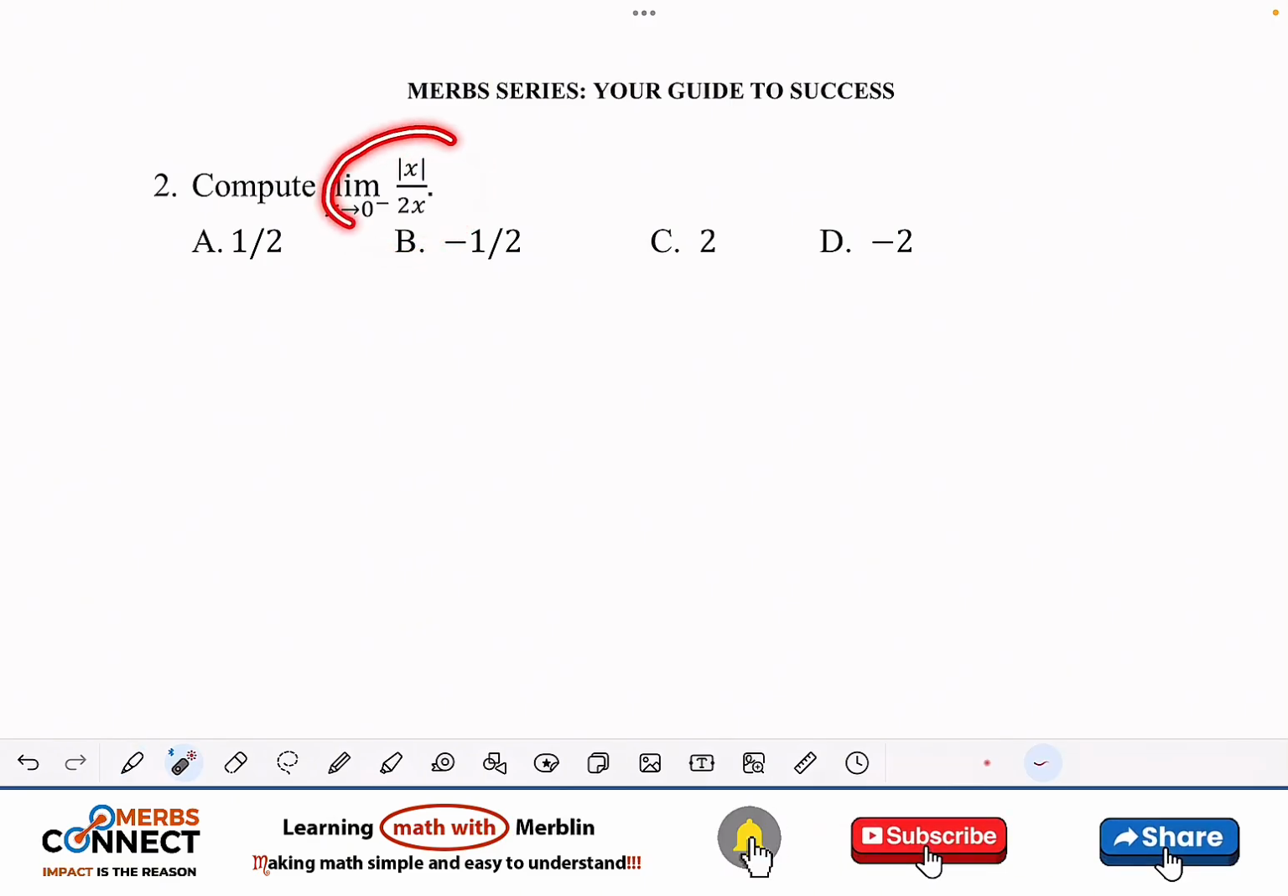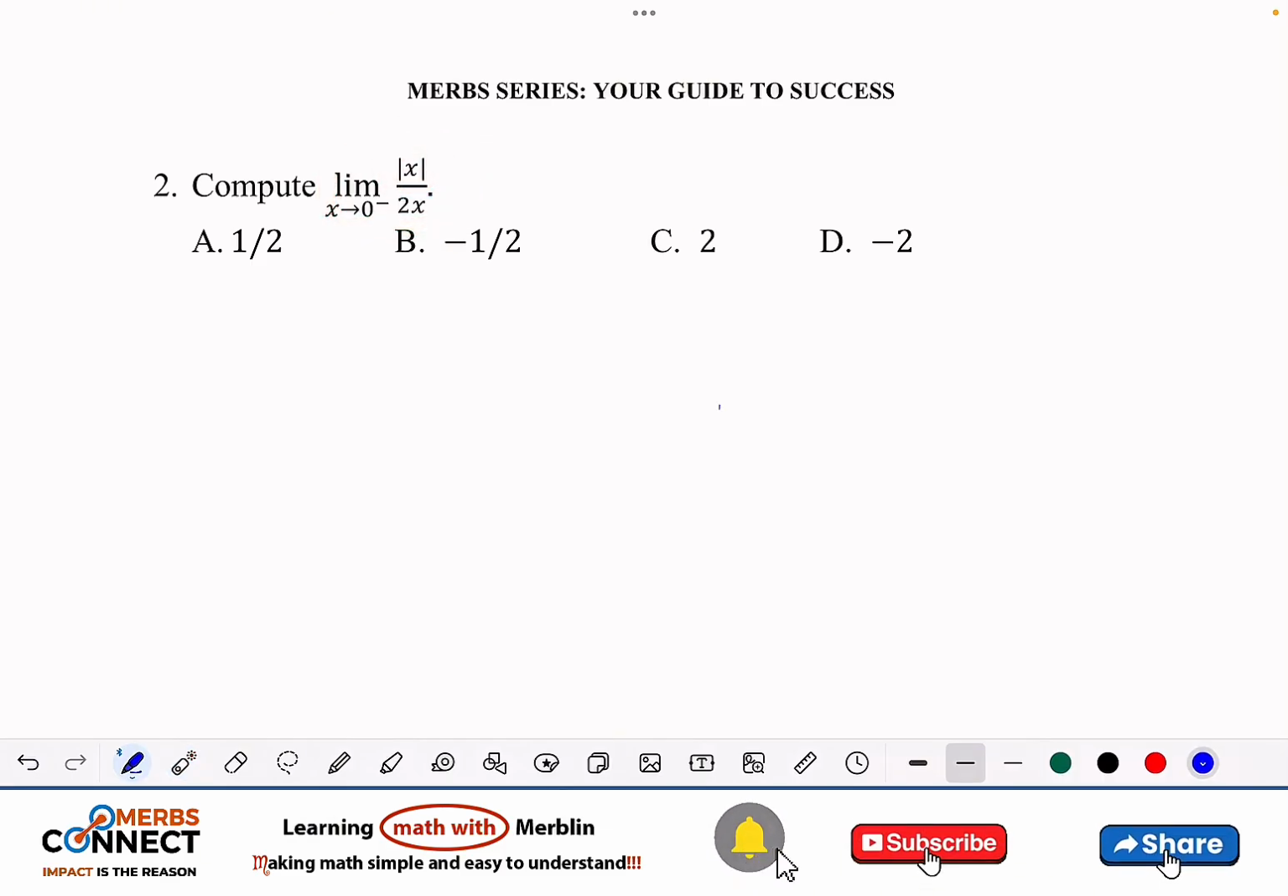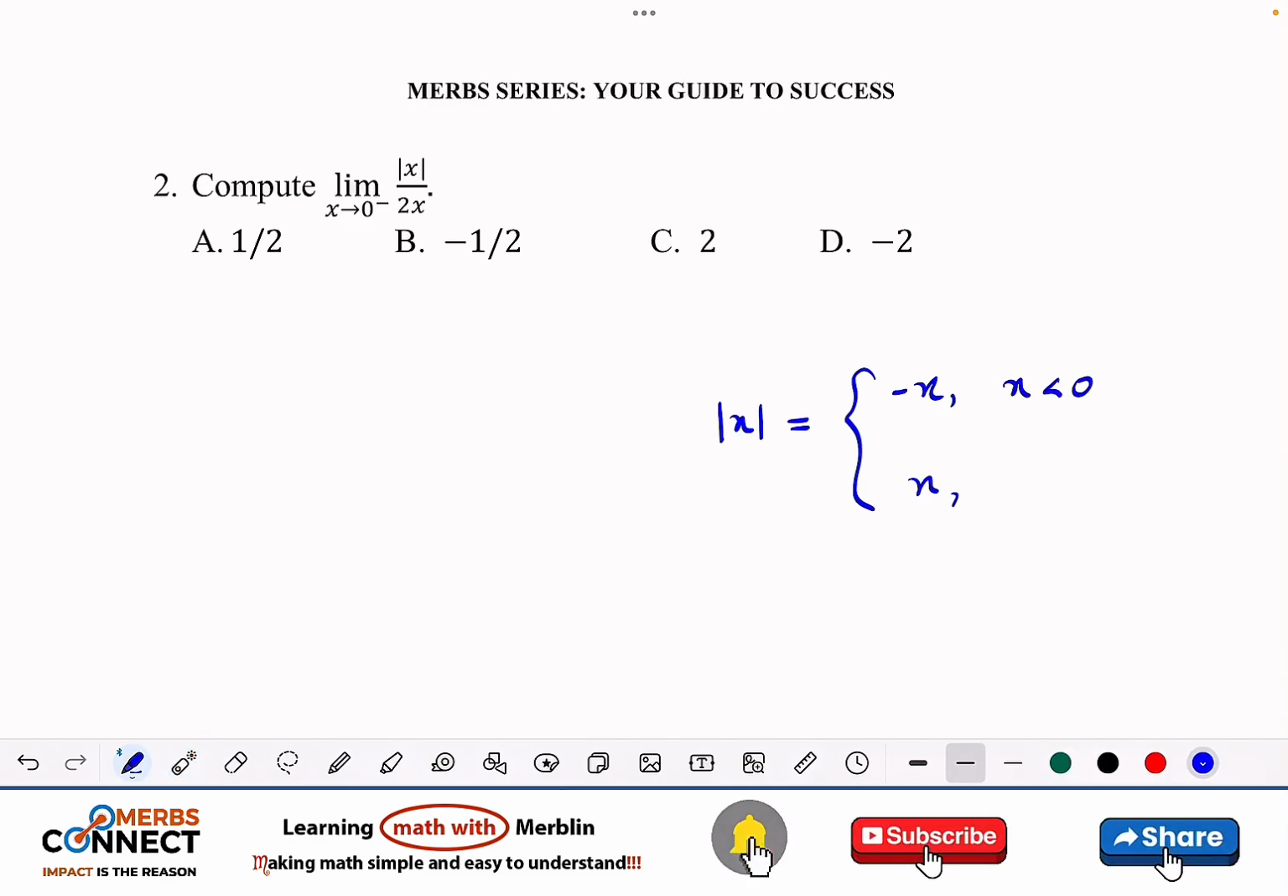We talked about one-sided and two-sided limits, and I talked about this function. The absolute value of x can be written as a piecewise function. We can have the negative side of x and the positive side of x. You pick the function inside the absolute value and say that it's less than 0 for the negative side, and greater than or equal to 0 for the positive side.